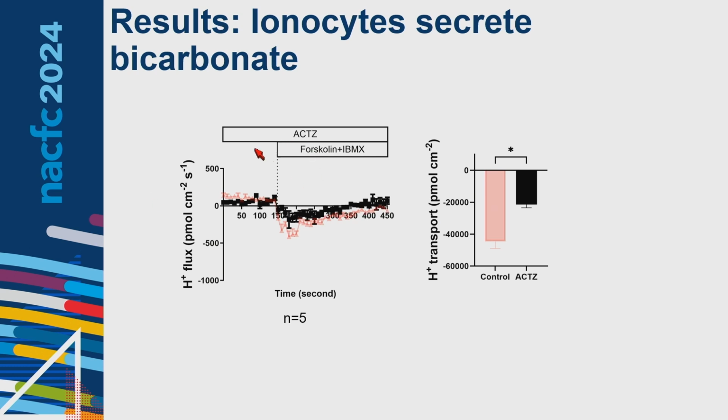So we block the carbonic anhydrase function with acetazolamide. We incubate the tissue with acetazolamide, and the results show that acetazolamide blocks the ionocyte function. So we think this result indicates that the ionocyte seems to secrete bicarbonate.